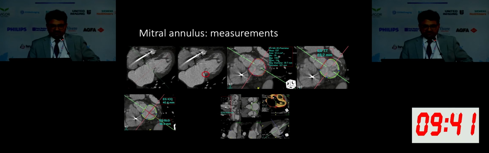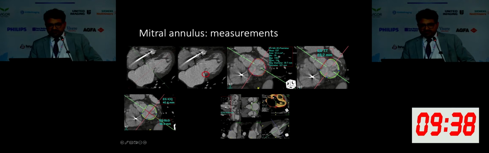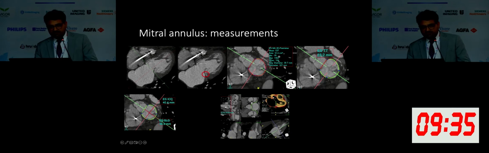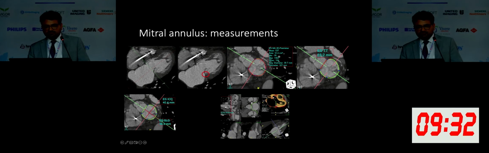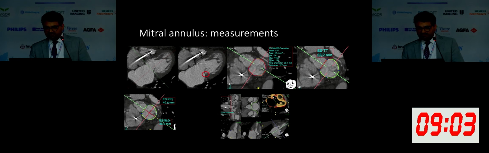So looking at all the measurements, we measure the annulus perimeter in two ways. One is a 2D measurement, where you draw a line between the anterior fibrous trigone and posterior fibrous trigone, and then you follow the leaflet attachment all around and draw the circle, which gives you a 2D measurement. But we also do a 3D measurement where this point of attachment of the leaflet and myocardium is tracked throughout the valve circumference, and it's not in a single plane, because it's a saddle-shaped valve. So this measurement is usually a little bit different. Our surgeons like to know both types of perimeters.